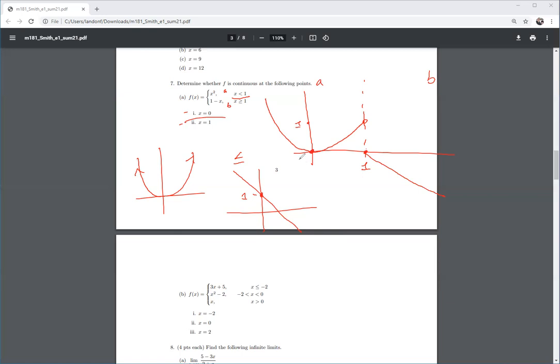Any ideas? I think yes. Yeah, I think so. I think it is continuous there because we can just draw a little neighborhood around it. So yeah, I think that's good. So continuous there.